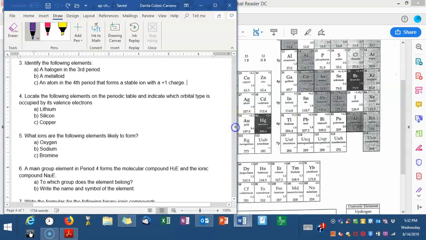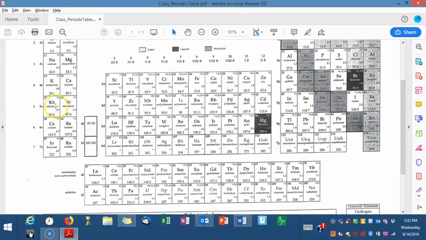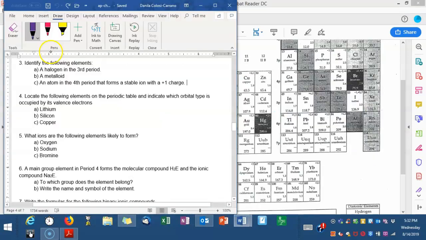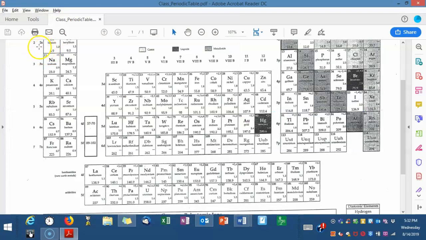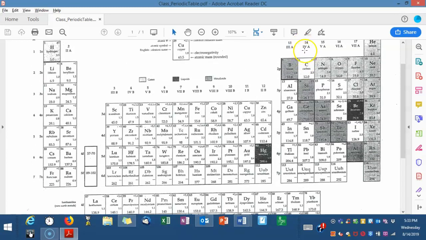Locate the following elements on the periodic table and indicate which orbital type is occupied by the valence electron. Lithium. Well, lithium is right here, right? So this one is the s orbital. It is in level 2, so it's 2s, and you have it written right there. Silicon. So silicon has how many valence electrons? So 4, right? Because it's right here. To be 4, the p takes care of 2 of those. The other 2 are taken care of by the s orbital. So 3s, 3p is your answer.